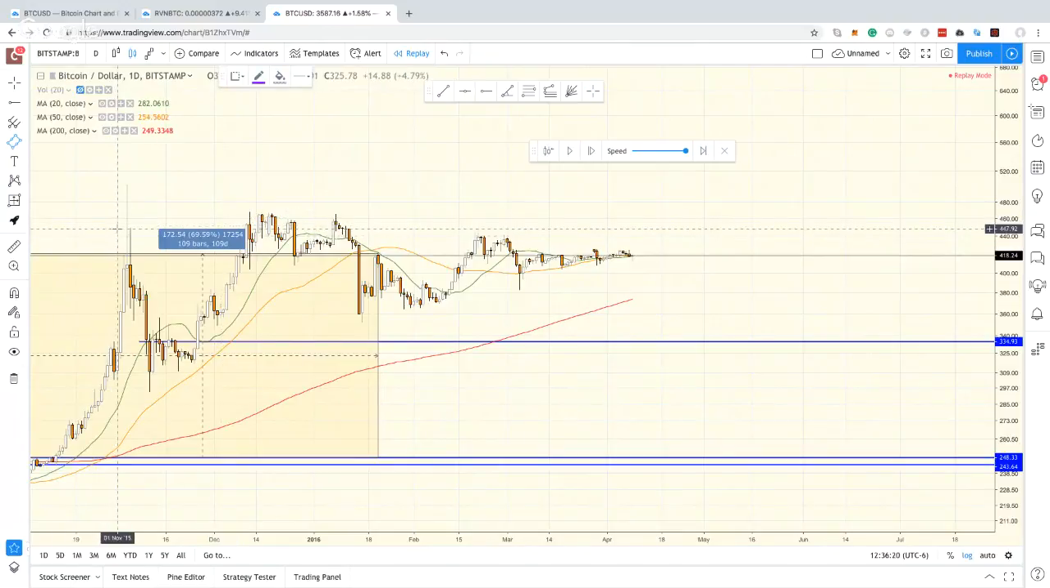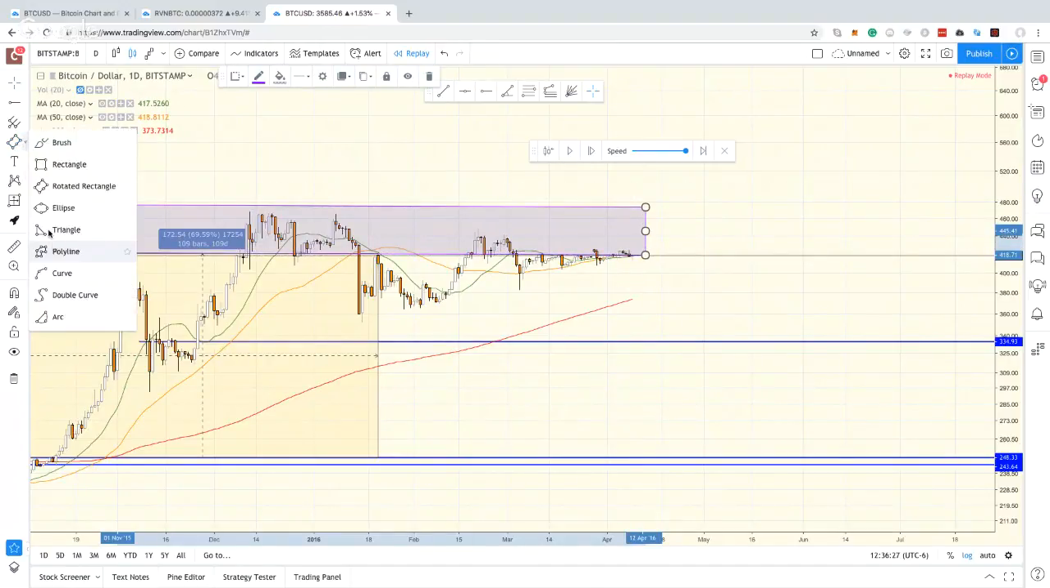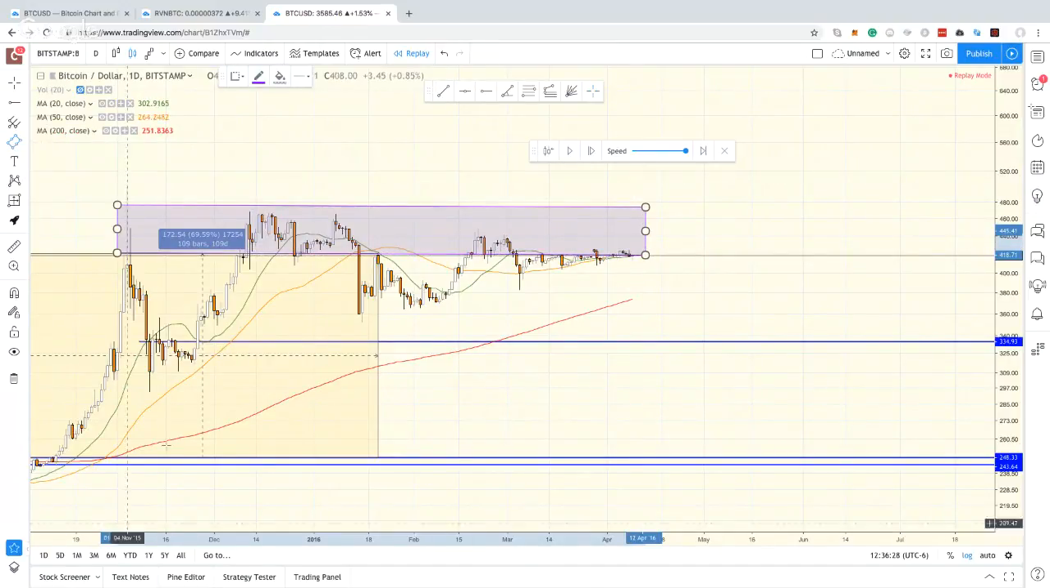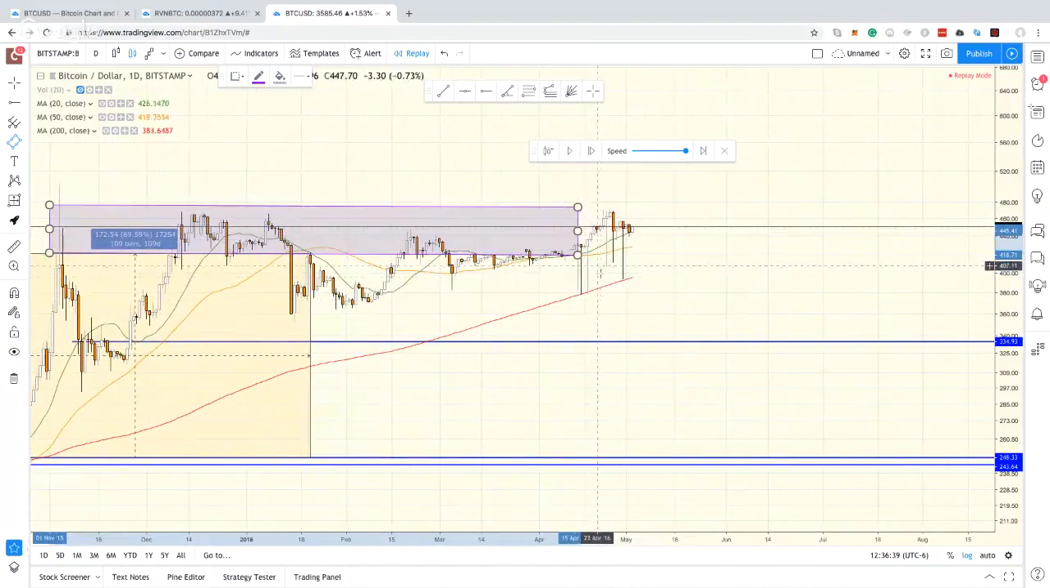Probably this is a top of here. This could be the top of this bull trend. Then you just need to look at the 200 MA, how the price is going. The 200 MA is trying to cross above. And then look at all these wicks.